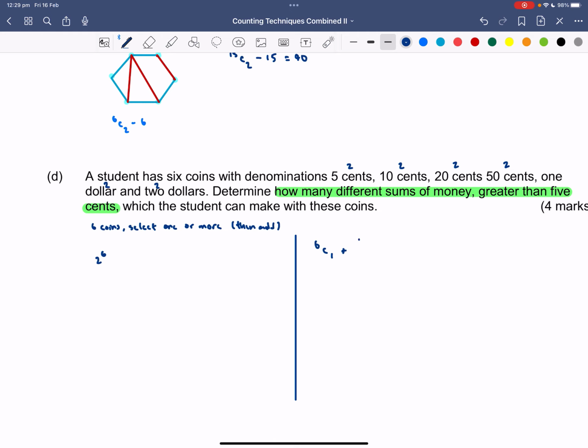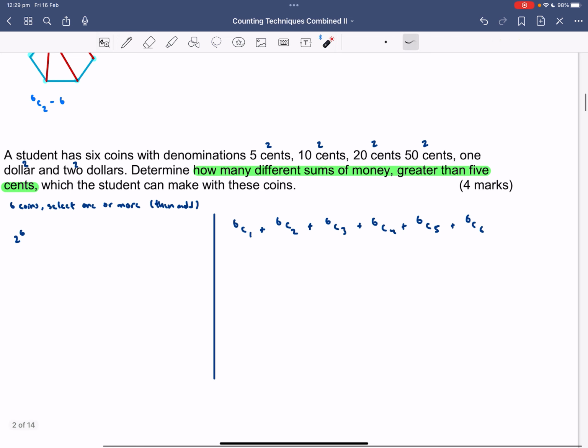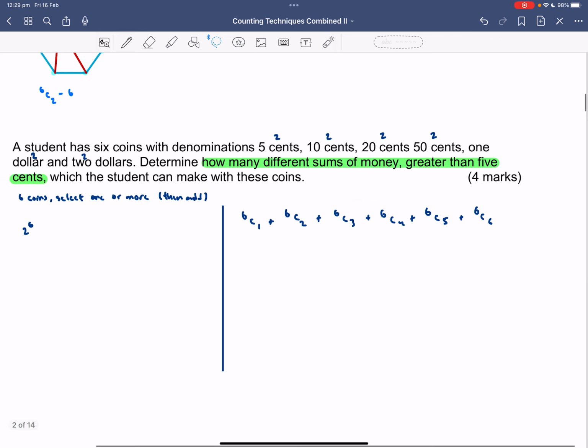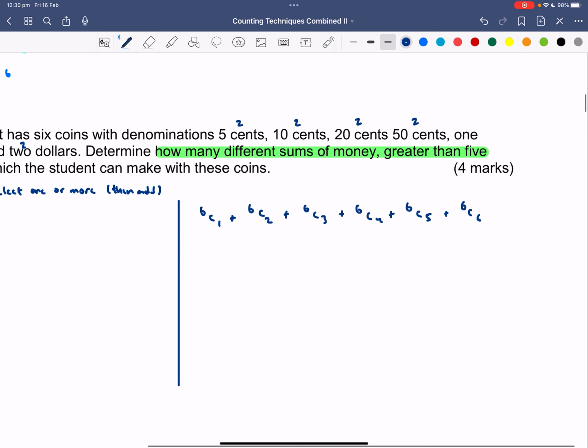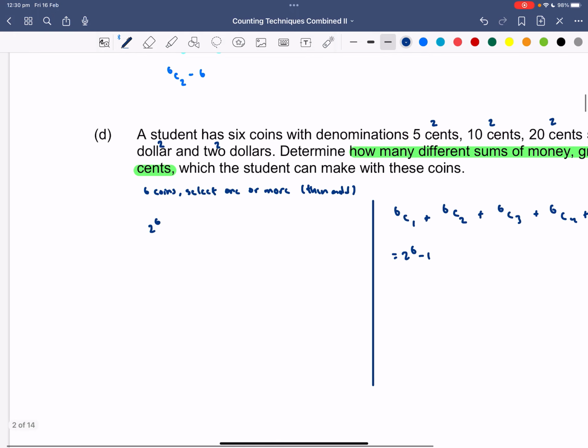1 coin, or from 6 I choose 2, or from 6 I choose 3, or from 6 I choose 4, 6 choose 5, or 6 choose 6. Now guys, this is almost the 6 of the Pascal triangle, except which number is missing? We're missing the number 6 choose 0. And anything choose 0, we should know by now, guys, that anything choose 0 is 1. So the other way you can think of this is 2 to the 6, take 1.